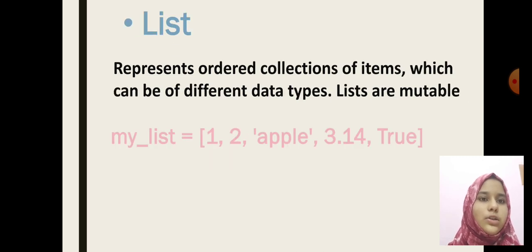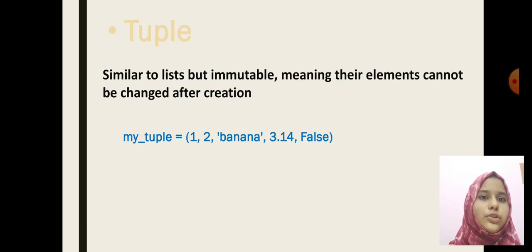List represents the ordered collection of items which can be of different data types. Lists are mutable. My list, for example, is equal to [1, 2, "apples", 3.14, True]. So it can also contain integers, floating point numbers, strings, etc. Next comes the tuple, similar to a list but immutable, meaning their elements cannot be changed after creation.